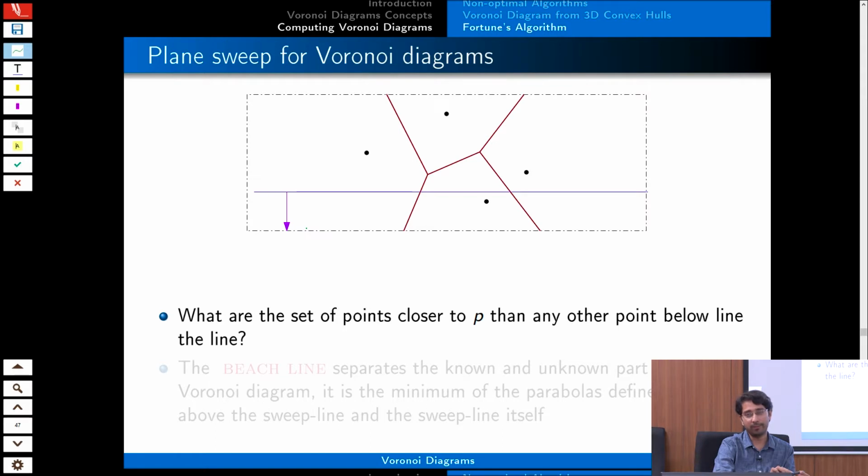The problem with this approach, if you think about this, is: look at this point. Have we encountered this point yet? We do not know anything about what is below the sweep line. That is a basic assumption. I know everything about what is above, but I do not know anything which is below the sweep line. But this point, say call it Pi, has already contributed to the Voronoi diagram before we even encountered this point.